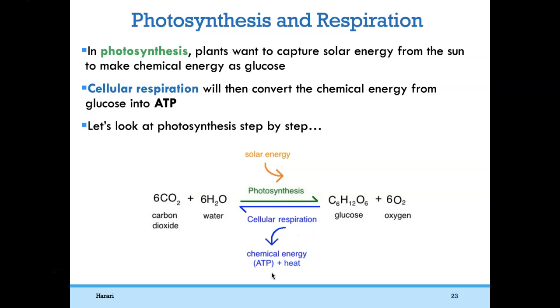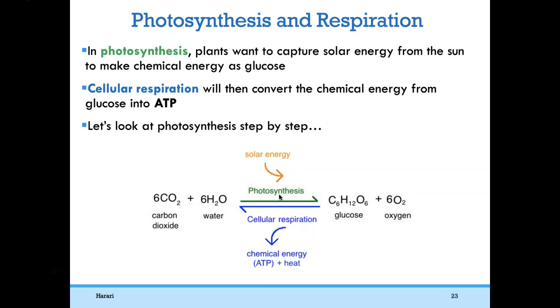With animal cells, we can't make glucose on our own. We start by eating molecules. We eat food, and that gets broken down into nutrients that we can then extract ATP from. We can't make our own energy.